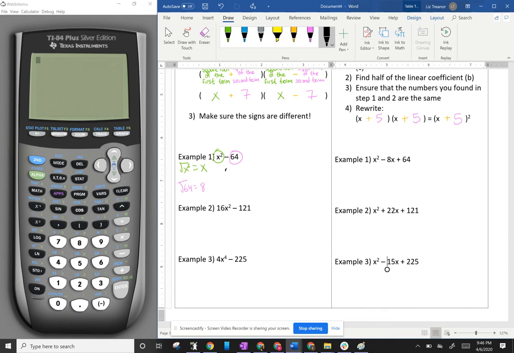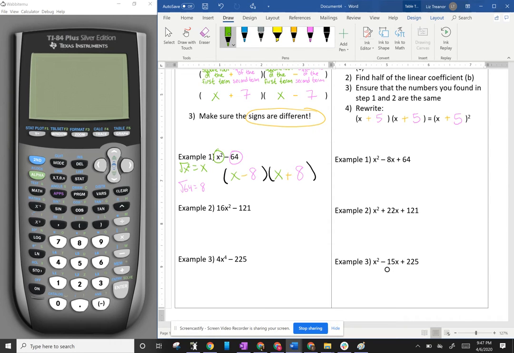So when we rewrite this, it's going to be two binomials. x is your first term in each, 8 is your second term in each, and you're going to switch up the signs, so plus and minus. You could have easily done minus and plus. That order doesn't matter. What matters is that the signs are different.